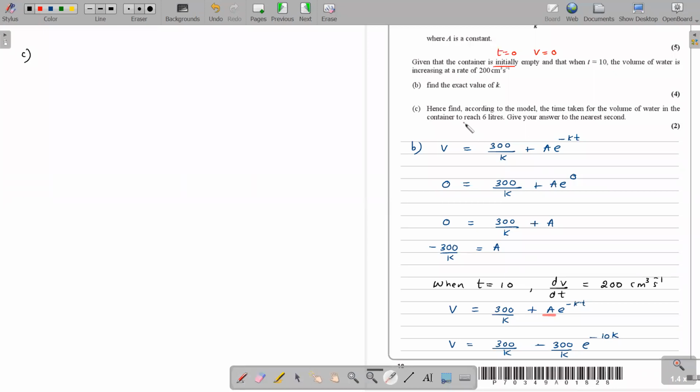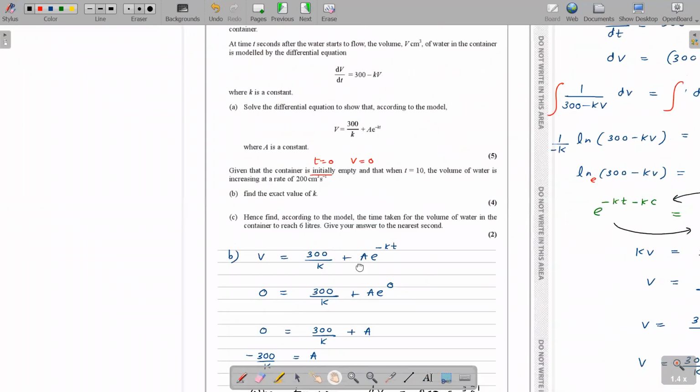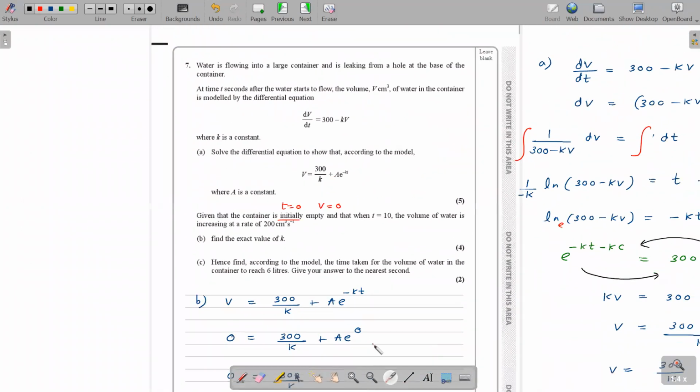Part C: hence find, according to the model, the time taken for the volume of water in the container to reach 6 liters. They are asking you to find according to this model the time taken for the volume of water in the container to reach 6 liters. By the way, in this question, is V measured in liters? No, V is measured in cubic centimeter. So you need to be really careful about the unit. You can't use just V as 6 here.